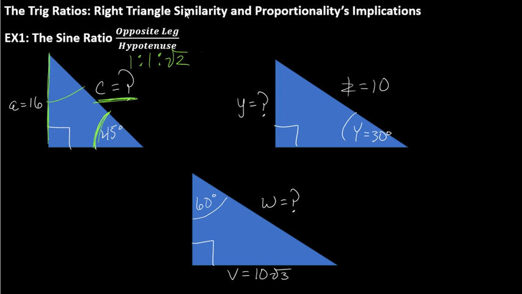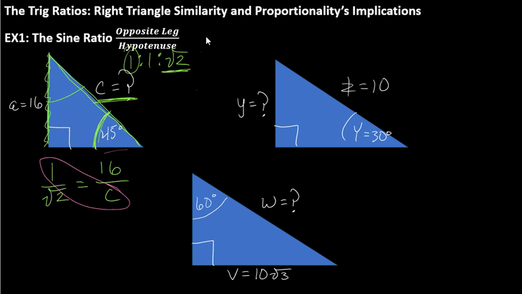Okay, so what we have is a ratio of 1 to square root of 2, right? So we can go ahead and say that our ratio of opposite leg over the hypotenuse is 1 is to square root of 2, as 16 is to C, our missing hypotenuse that we're still trying to find. And of course, we would solve this just like any other proportion, right? So we get C, because that's 1 times C, is equal to 16 times the square root of 2.